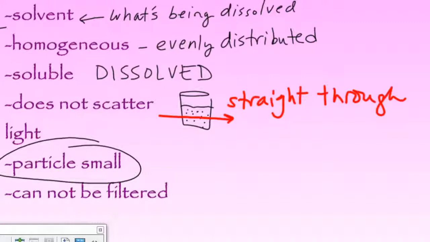It also cannot be filtered. That means if I took that beaker of a solution and I tried to trap it in a funnel of some sorts, it'll go straight through that funnel, and I can't trap it.